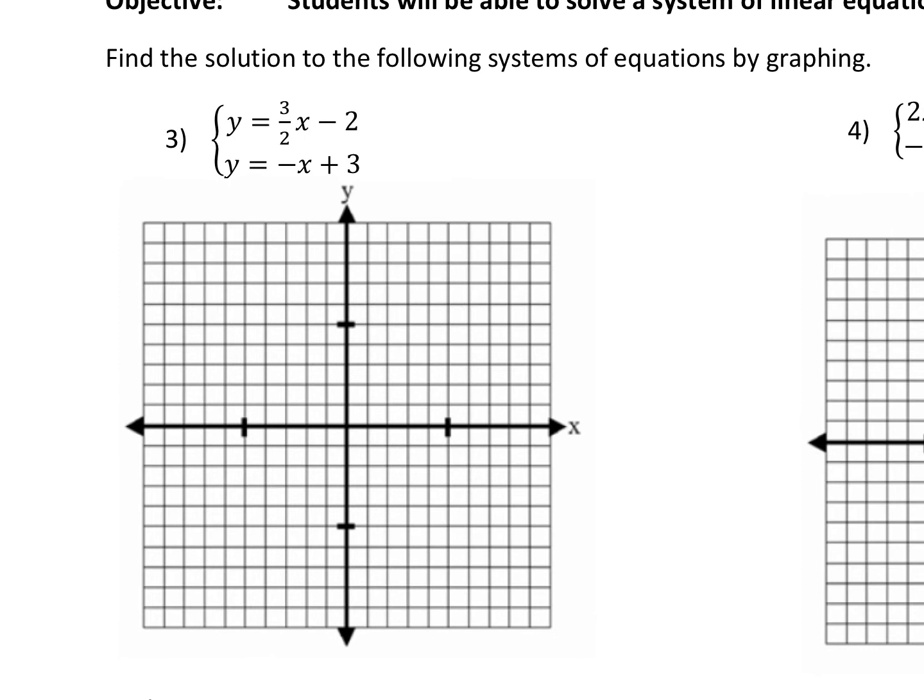I'm going to graph this first line in red. I'm going to start at negative 2 on the y. Then I have a positive slope, so I'm going to go up 3, right 2. So up 3, right 2, and so on. I can also go down 3, left 2 to finish my line.